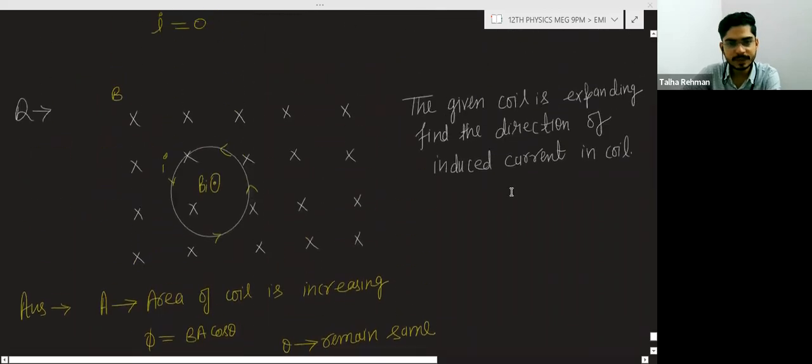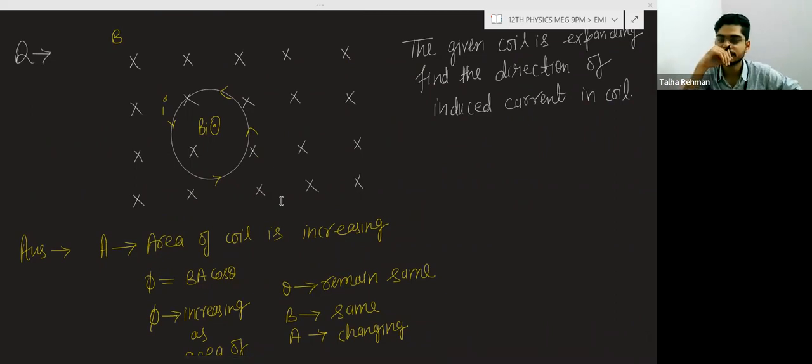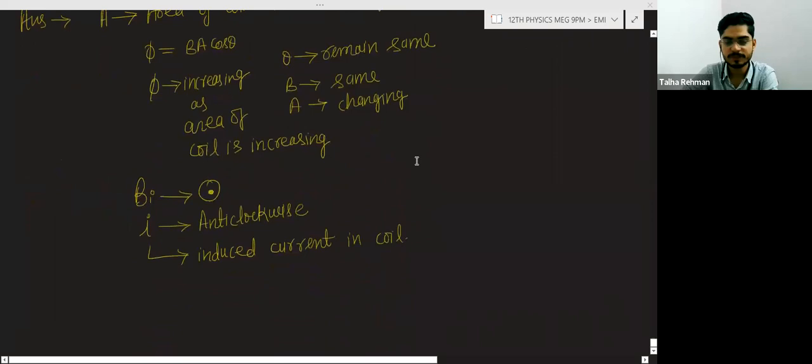So Nidha, tell me, if this coil is compressed, what will be the direction of the induced current? Compressed means you can say the area of this coil is decreasing. So what will be the direction of induced current at that time? Simply clockwise. Fine, right. Current will be clockwise.